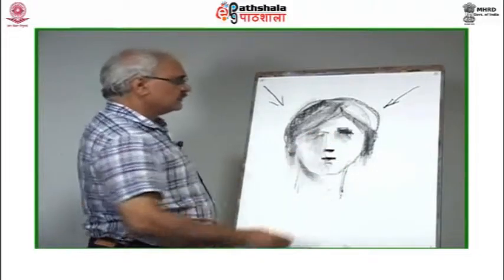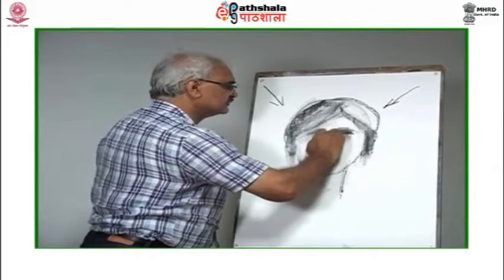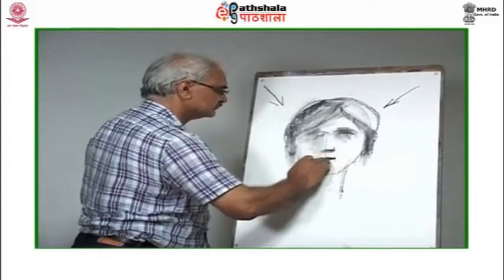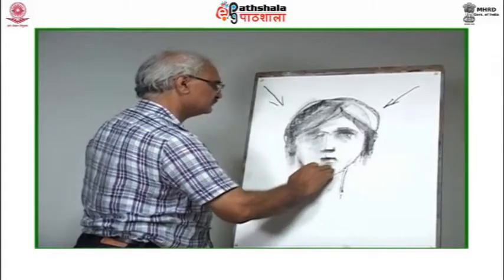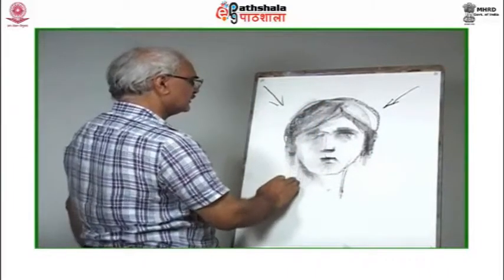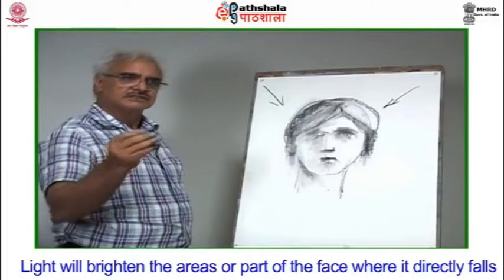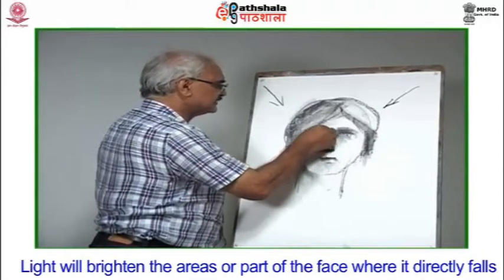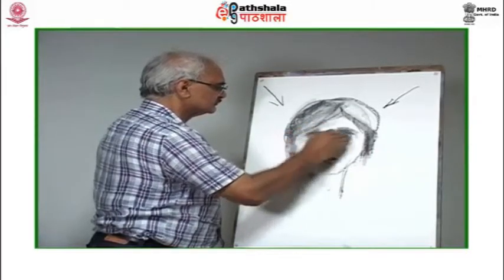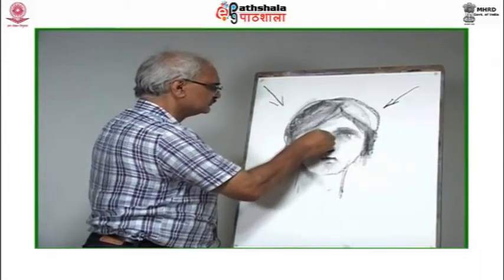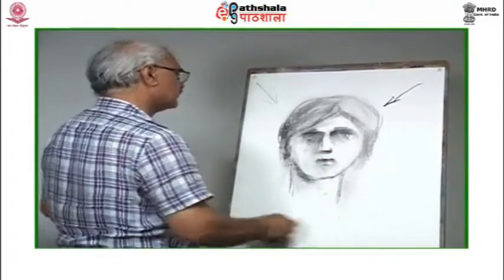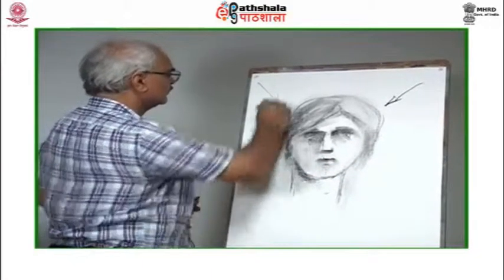I hope it is clear that light and correct angle are both required in order to see the third dimension in any object. Light will brighten the areas or part of the face where it directly falls, keeping the other side darker.